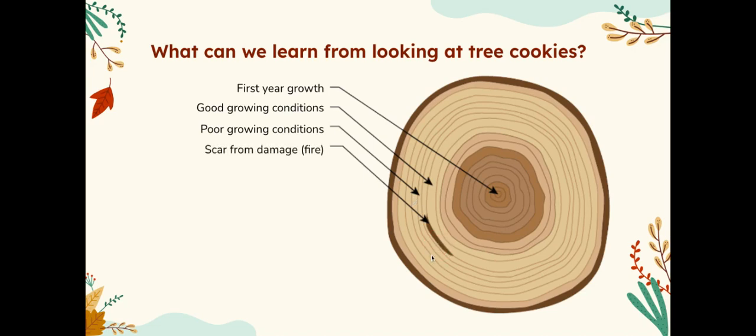Rings that are closer together often indicate that growing conditions were not as good that year. A blackened area could indicate a fire that the tree survived. Small black spots often indicate insect or bird damage.